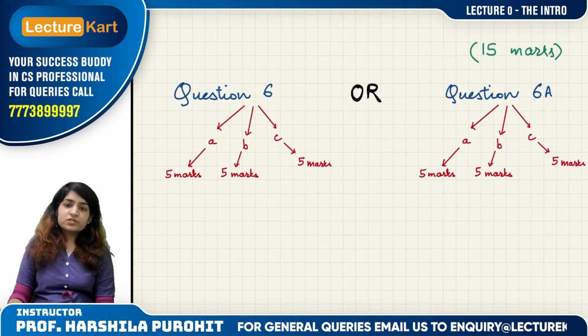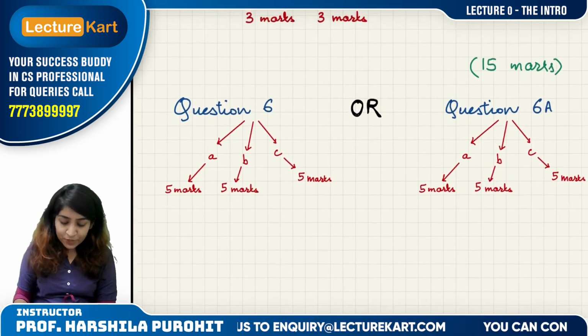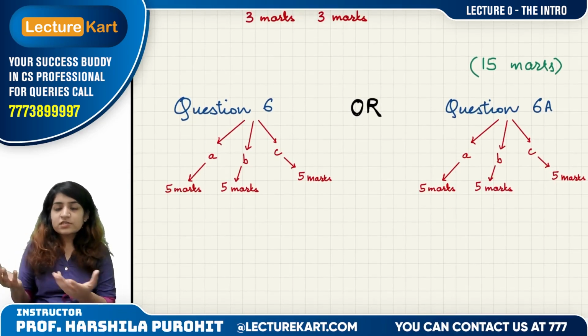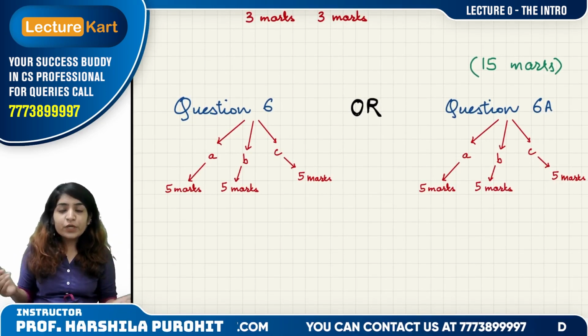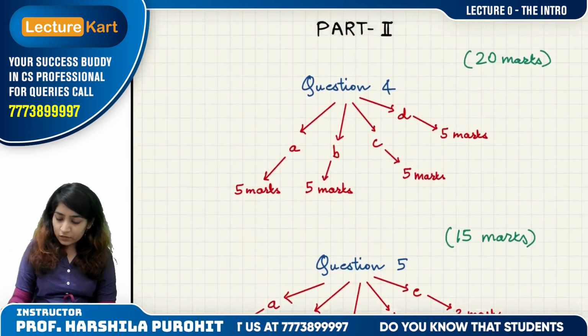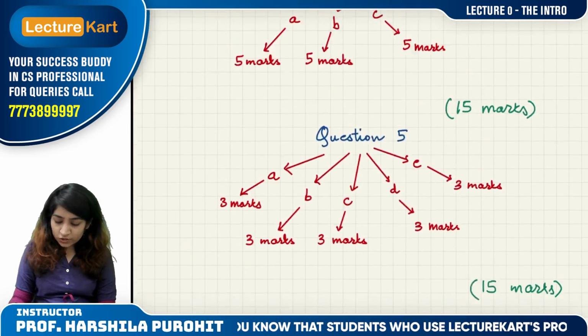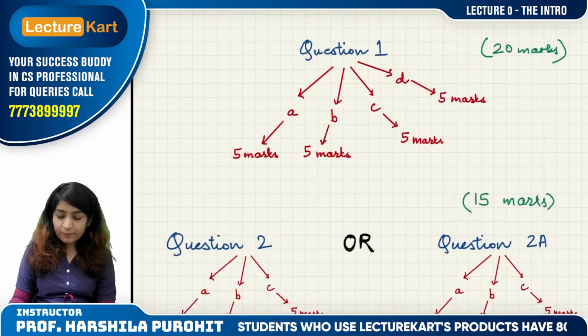And then in question 6, you have an option of either going with question 6 or question 6A. Whichever it is, it has been split up into 3 parts, 5 marks being allotted to each. Again, you can see 20 plus 15 plus 15, 50 marks. So this is how your paper has been planned out.